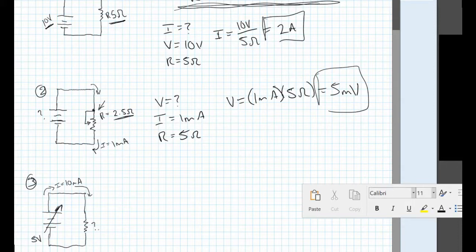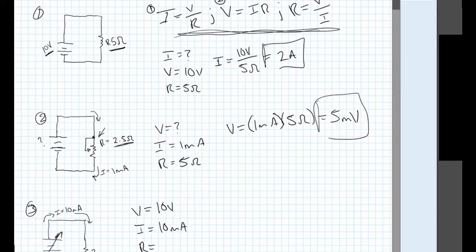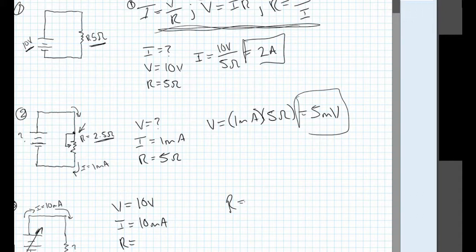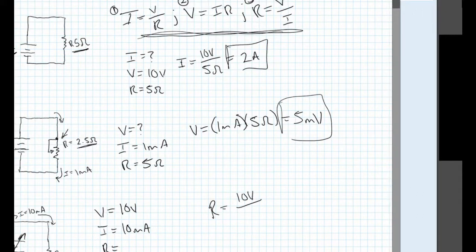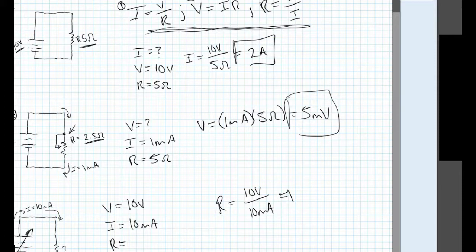So let's again list out the variables. Voltage, we double the voltage, so that's 10 volts. Current, 10 milliamps, and resistance is unknown. So if we go up here, which one is our variable that we're missing? Number 3, right here. So we make our resistance equal to the voltage of 10 volts over 10 milliamps. So 10 divided by 10 times 10 E to the negative 3, and that gives us 1, the screen moved on me, 1 kilo ohm.